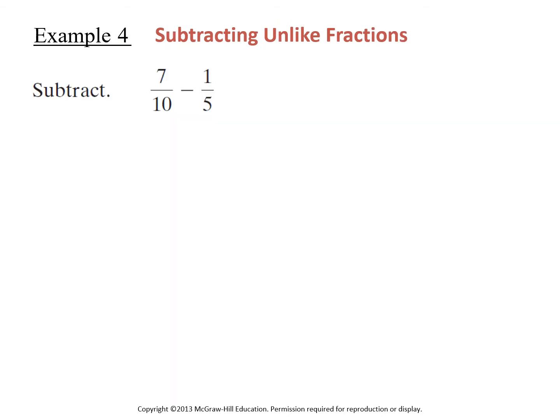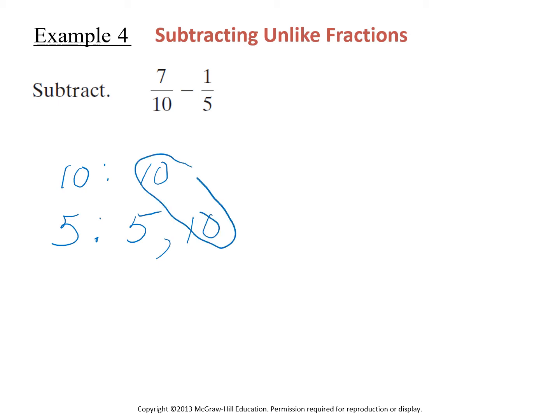So I'm going to start by finding the least common denominator. I'm going to write the multiples of 10 and multiples of 5, and I am looking for a common multiple. If I count by 5s, 5, 10, I see immediately that my least common denominator will be 10. And now I will write each of these fractions as an equivalent fraction with a denominator of 10.